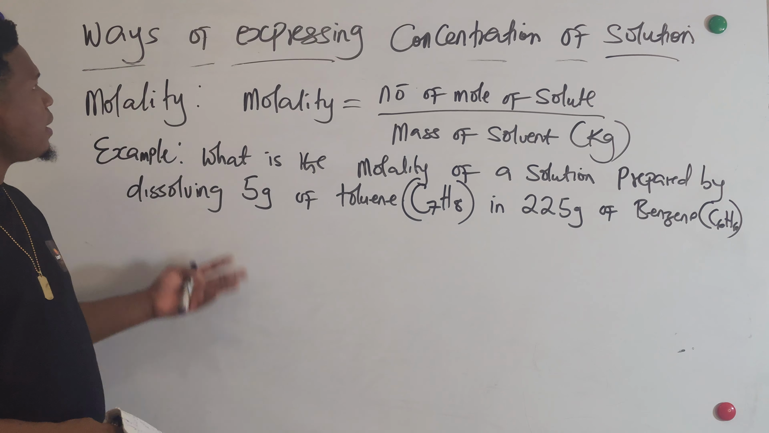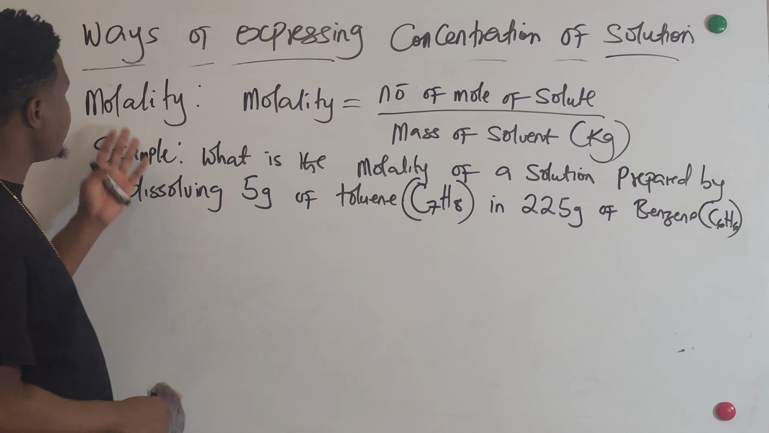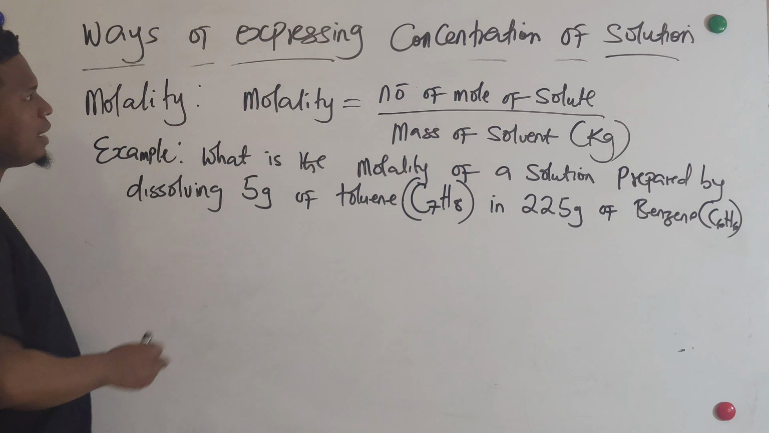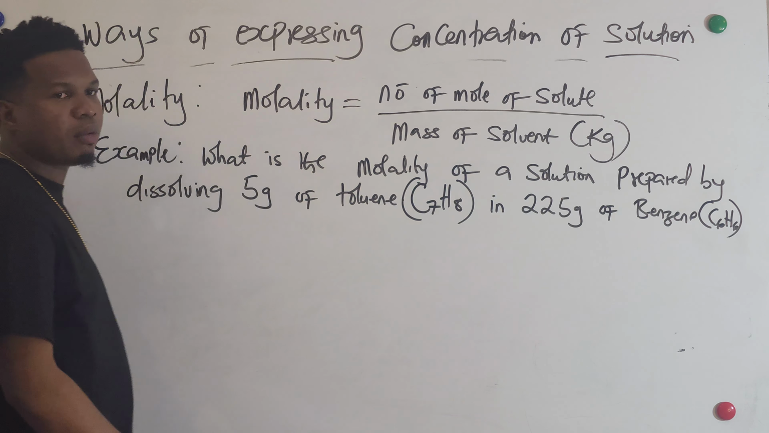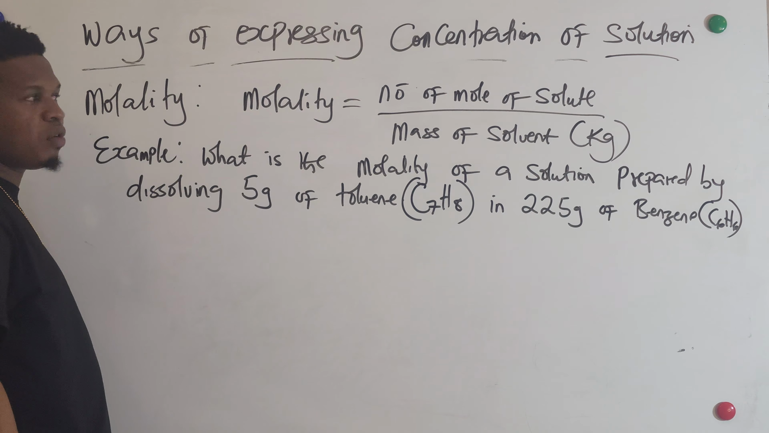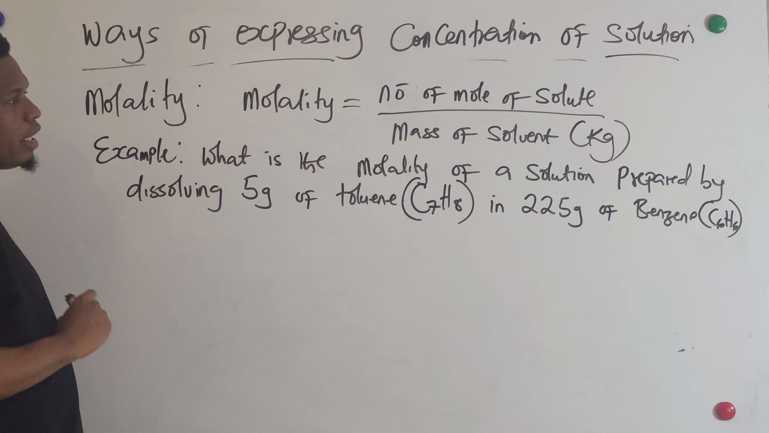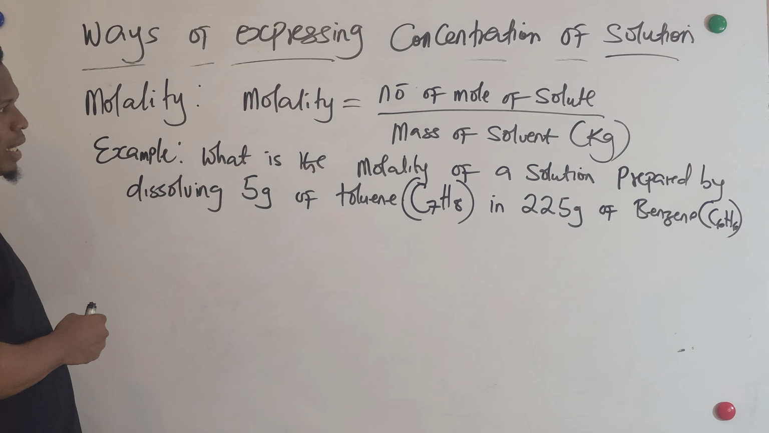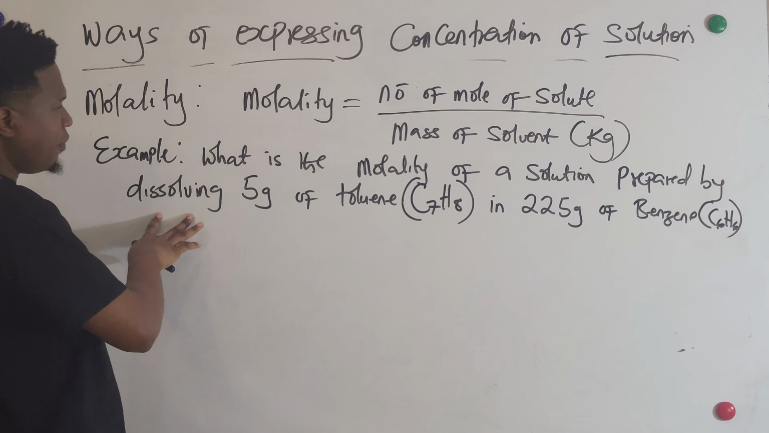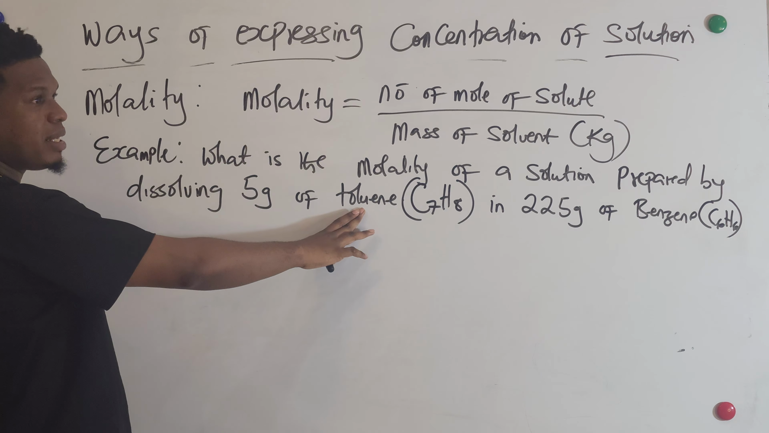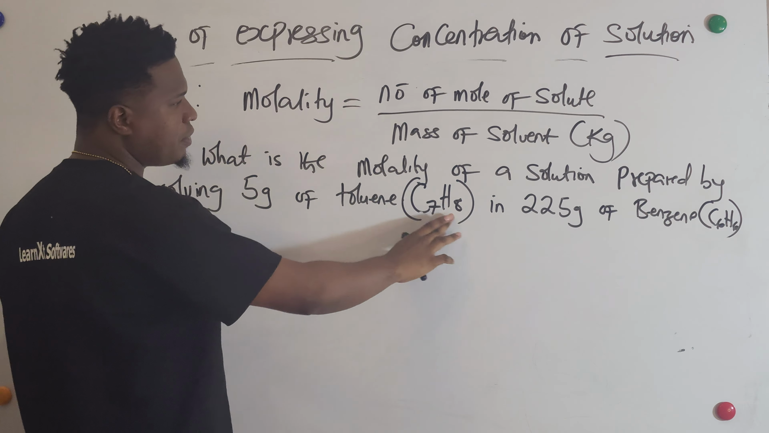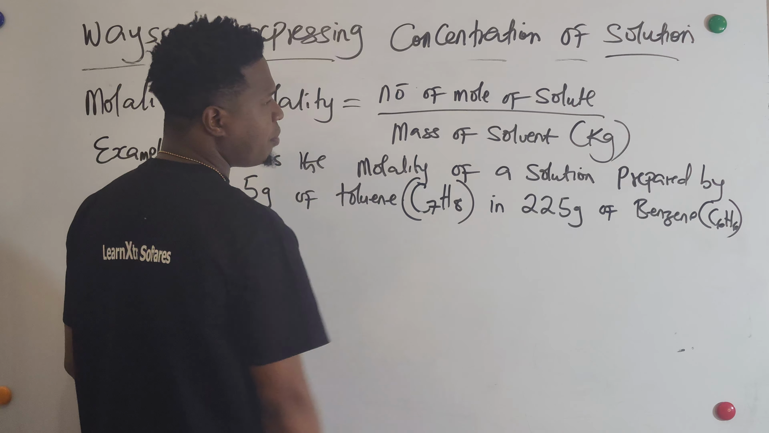The next way we can express concentration of a solution is by molality. Molality is simply the ratio of the mole of the solute over the mass of the solvent in kilogram. So look at this simple calculation. What is the molality of a solution prepared by dissolving 5 grams of toluene? Toluene is methyl benzene, which is C7H8, in 225 grams of benzene.